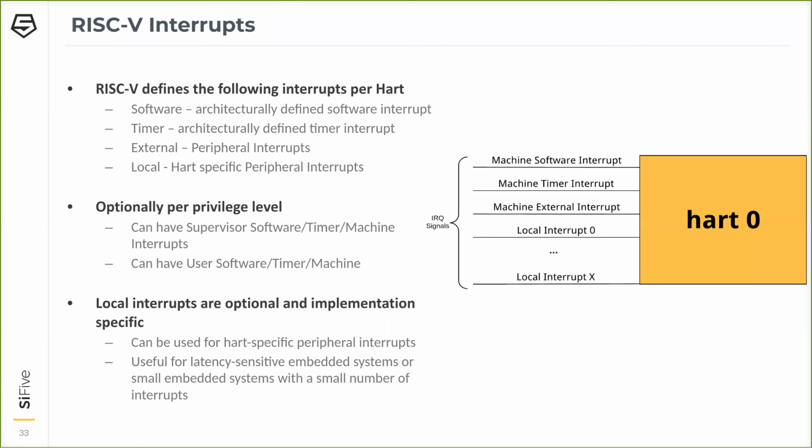Interrupts are also optionally per privilege level. In this way, you can have interrupts that are targeted specifically to machine mode, such as the machine external interrupt, but you can also have interrupts targeted at supervisor or user mode. So you can have user mode external interrupts, for example.